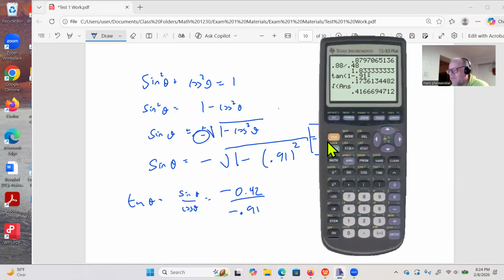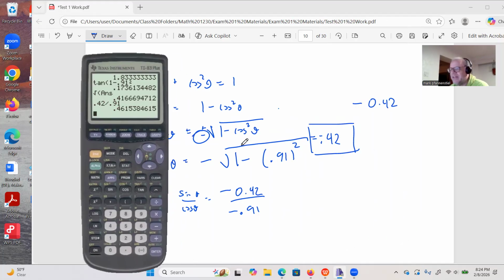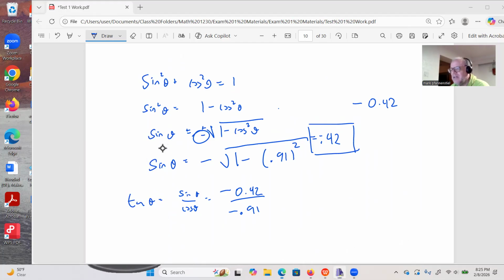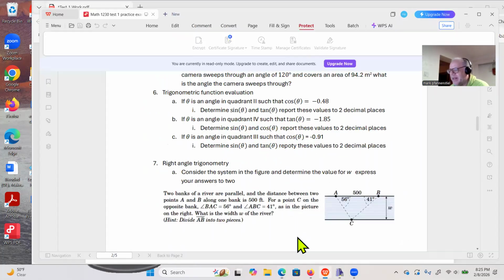The negative signs are going to cancel, so I'm not going to feel the need to type all these in. So 0.42 divided by 0.91. And that's how you figure that out. Tangent's a little bit harder because the range for tangent goes up and away. It could be from negative infinity to positive infinity. So that's going to be 0.46. And that would be my answer for that problem. That is all 3 of the problems that we have to do for that one.